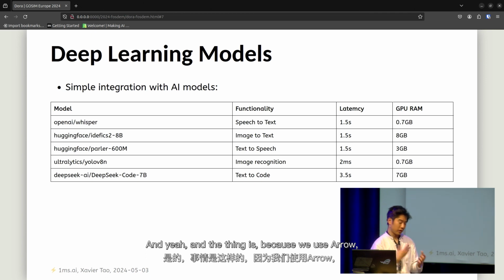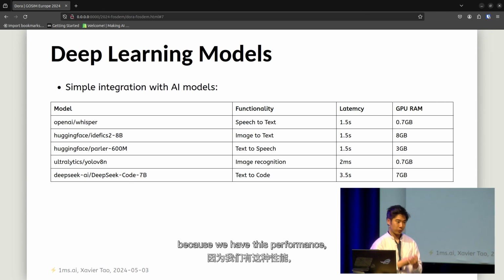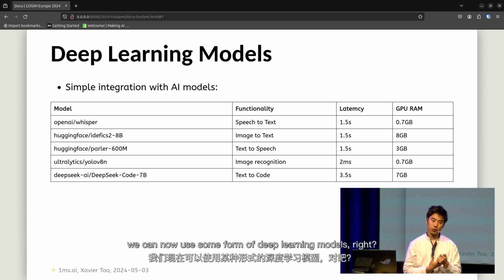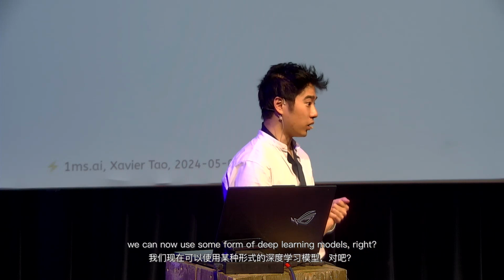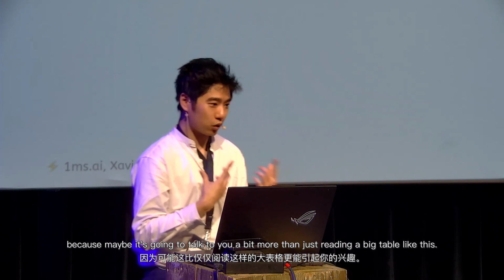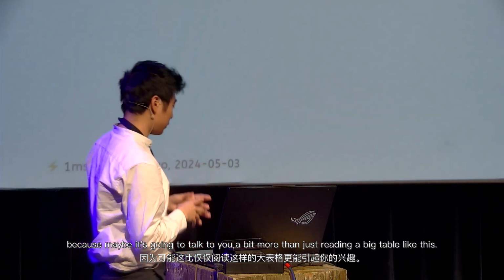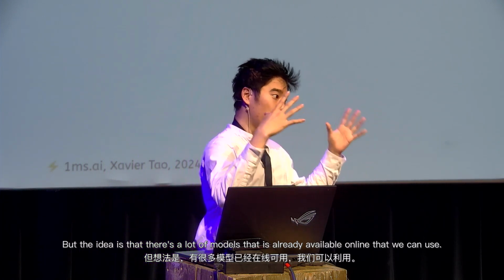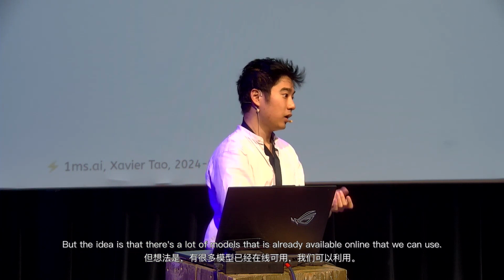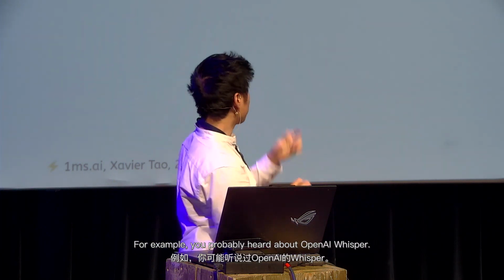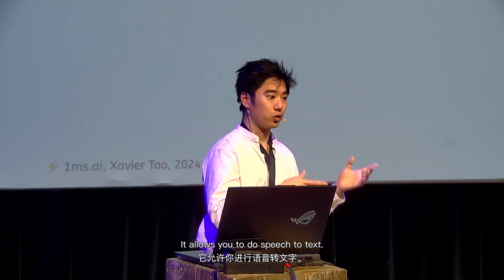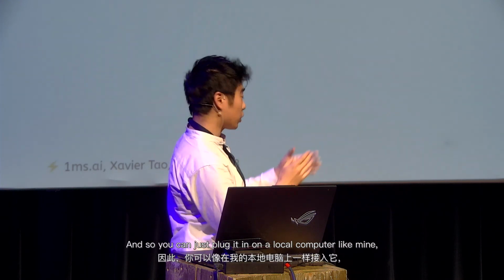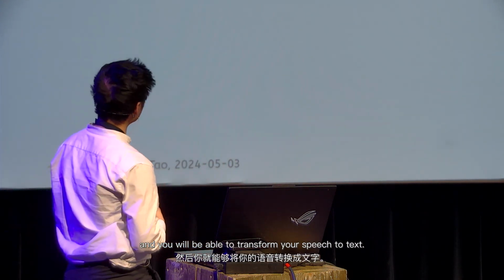And the thing is, because we use Arrow, because we have this performance, we can now use some form of deep learning models, right? I've listed a couple. I'm gonna do a quick demo because maybe it's gonna talk to you a bit more than just reading a big table like this. But the idea is that there's a lot of models that are already available online that we can use. For example, you probably heard about OpenAI Whisper. It allows you to do speech to text. And so you can just plug it in on a local computer like mine, and you will be able to transform your speech to text.